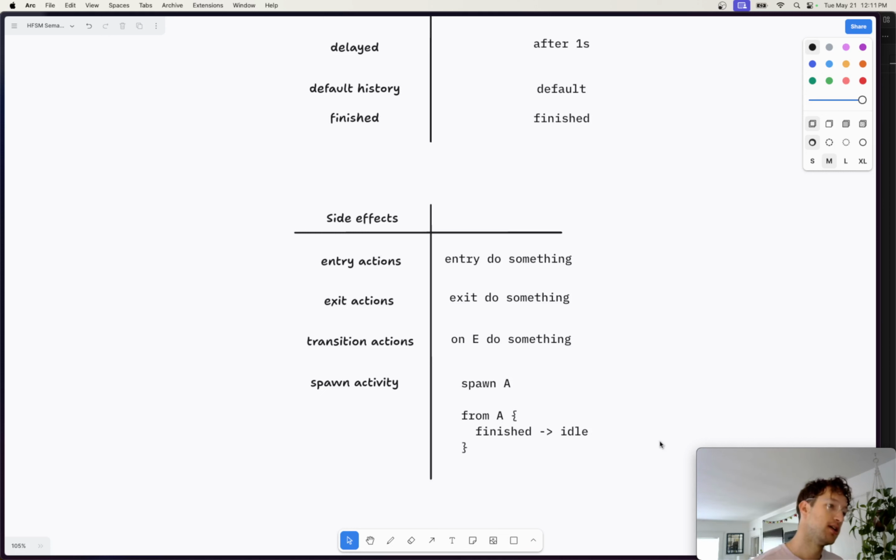So the first group of side effects are called actions. There's sort of two types of actions that can exist, whether they're implicitly defined in a state chart engine or explicitly defined, depends on the implementation. But there's entry, exit, and transition actions. So these are different times that we can call some side effect that does something. So entry is called when a state is entered, exit is called when a state is exited, and transition actions happen when a transition is taken.